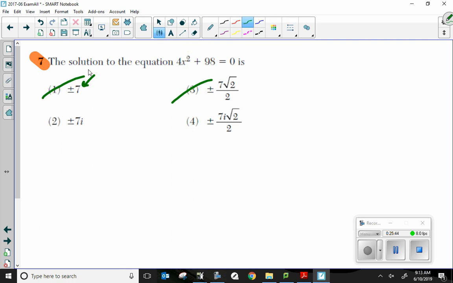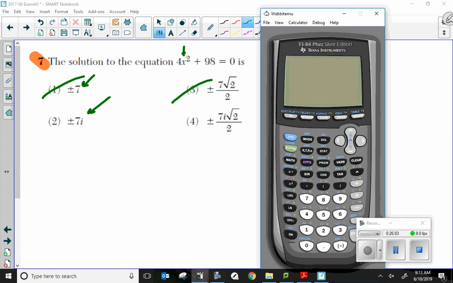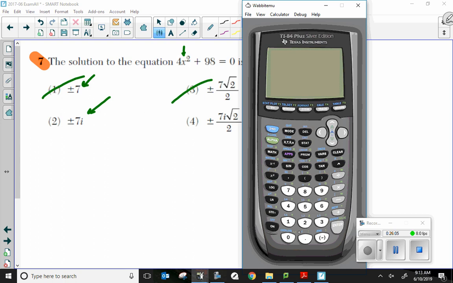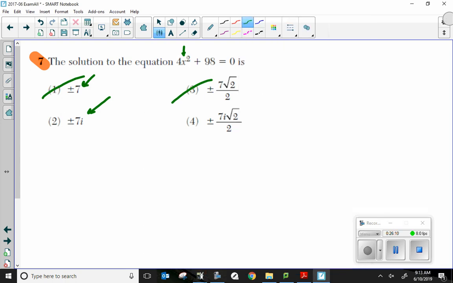We're going to do this algebraically. Could you have plugged in all of these? Yes, you can plug in, let's say, this 7i in for your x, and if it works, it's the answer. If it doesn't, that's not the answer. You can calculate that in the calculator, and let's not forget, above the decimal point in blue is your imaginary number i. All right, so let's get going. I'm going to use the quadratic formula.